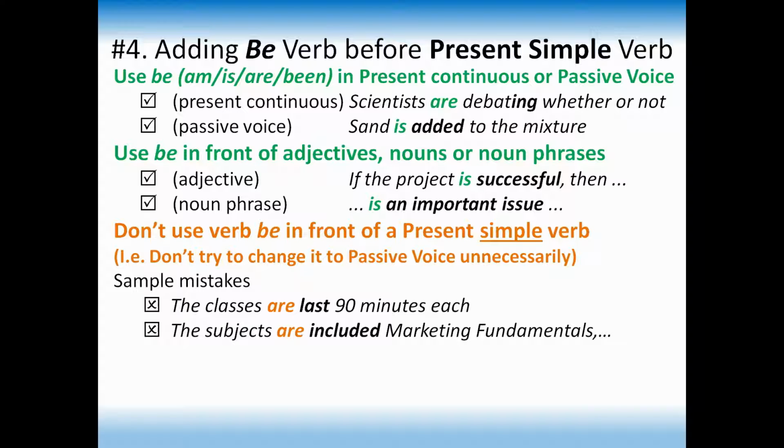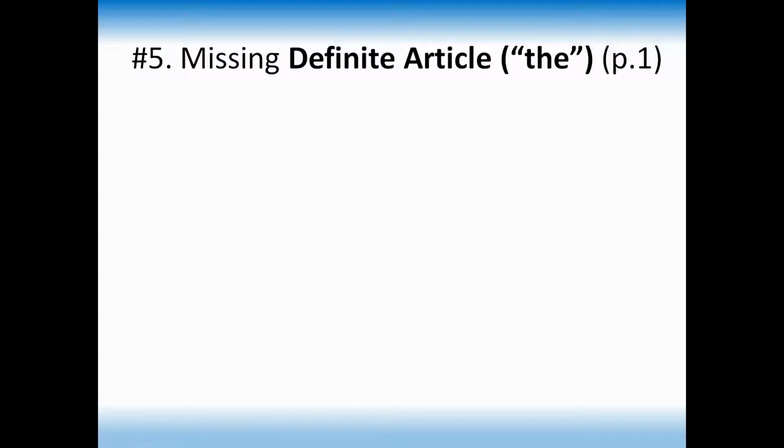The subjects are included marketing fundamentals. Here they've added the be verb and they've changed the present simple to the past participle and tried to make this a passive. Delete the are, delete the d. It should be the subjects include. Since I was graduated. Well, in this case, you would keep the past tense verb of the graduate. It would be graduated, but delete the was because you don't need the passive. Since I graduated.